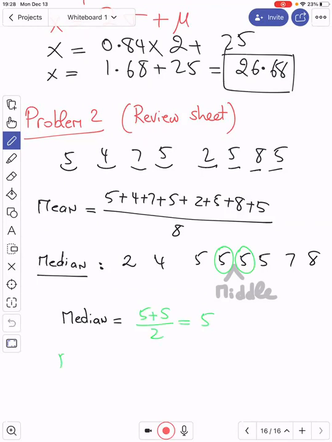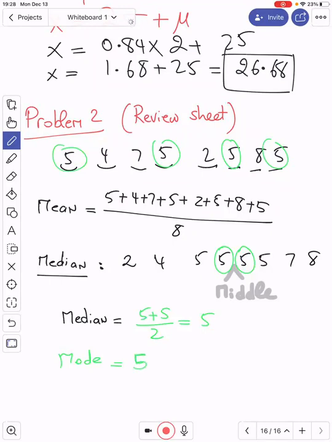The mode, of course, will be just the number we have most frequently here. As you can see, it's 5, right? Because 5 is repeated like 4 times, right? So the mode is just the 5.